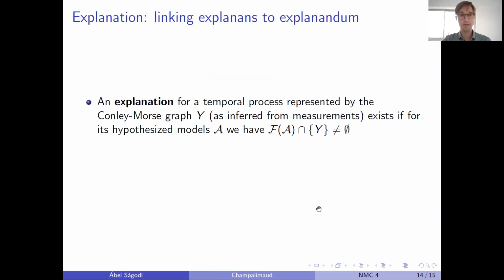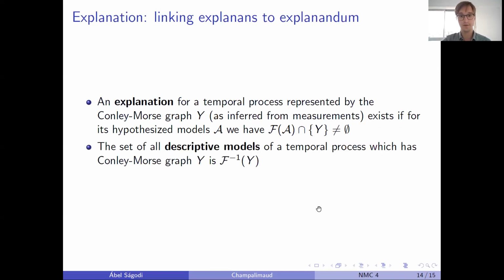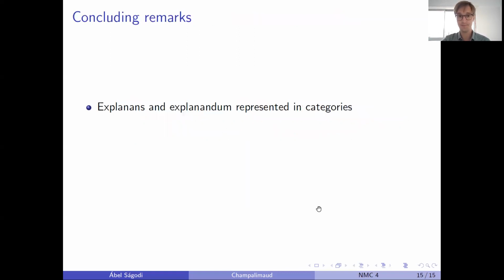In this case, we can then consider an explanation of some temporal process that is represented by a Conley-Morse graph Y to exist if the hypothesized models of it, A, give a non-empty intersection, if we take this functor on A intersected with the Conley-Morse graph Y. And we can consider the set of models of a temporal process to be the inverse functor of this Conley-Morse graph Y.